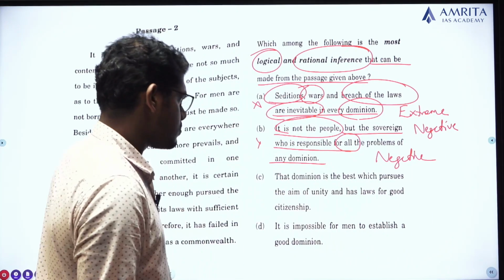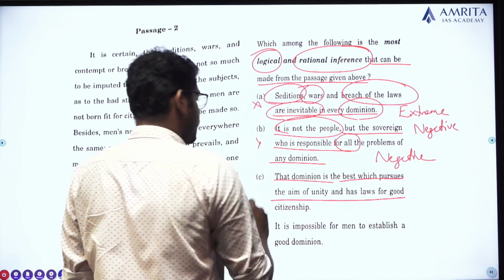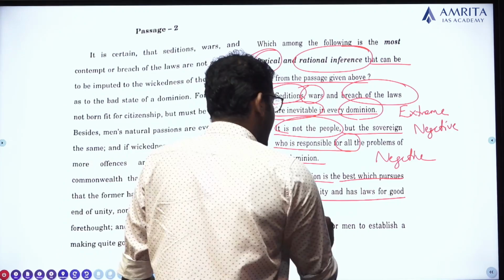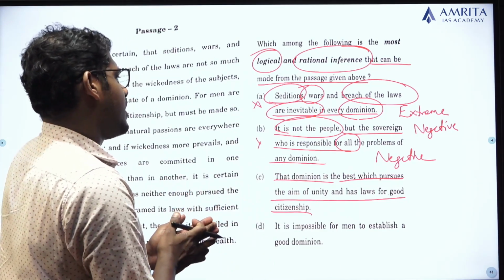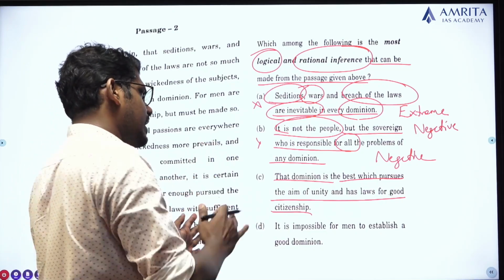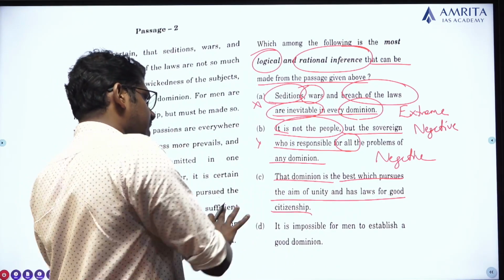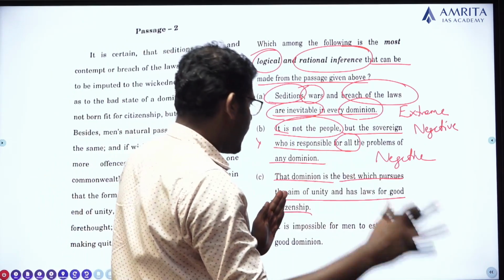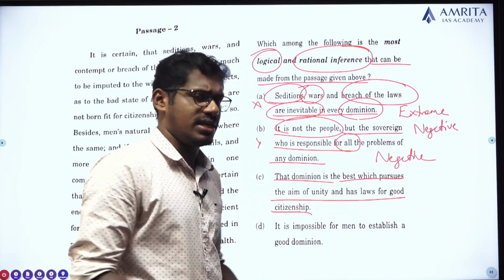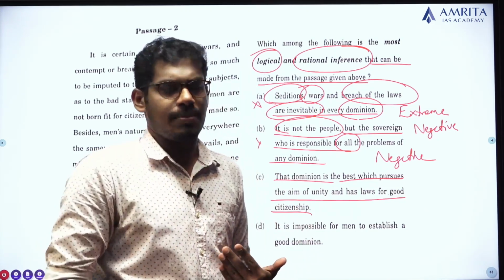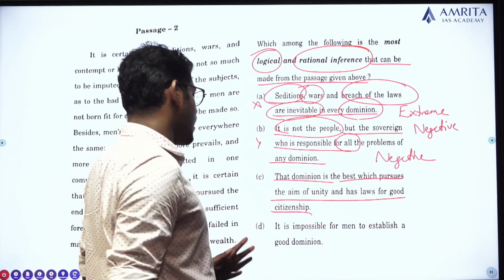The third one: that dominion is the best which pursues the aim of unity and has laws for good citizenship. So it's a general statement, and it is aligned in some positive domain. It's a positive looking statement. So I am not treating it as an incorrect statement. Let me go for the last one.